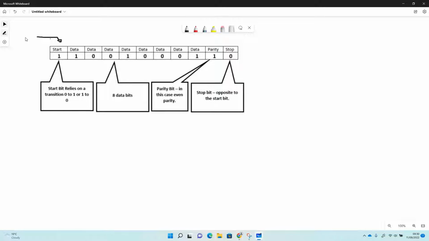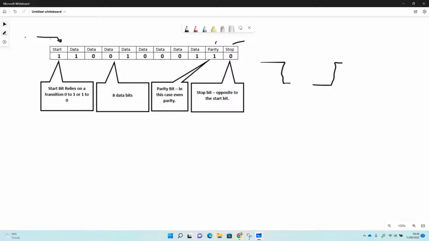So you can see on the picture that start here at the moment on this one is a 1. Then we've got a set of data, which is just the message that's being sent. There's a parity bit and then a stop bit at the end. The stop bit is always opposite to the start bit, and the reason for that is that we need a transition either from high to low or low to high in order to identify a change in the voltage so that we can identify that it's start or stop.